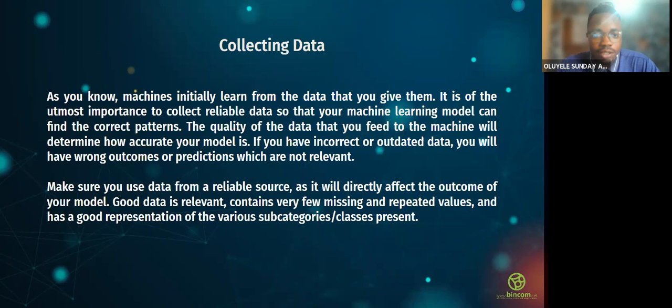So as you are seeing, machines initially learn from the data that we give to them. It is of the utmost importance to collect reliable data so that your machine learning model can find correct patterns. The quality of the data that you feed to the machine will determine how accurate your model is. If you have incorrect or outdated data, you will have wrong outcomes or predictions which are not relevant.